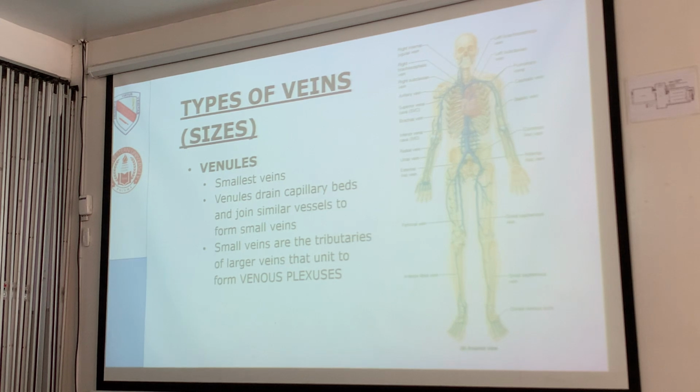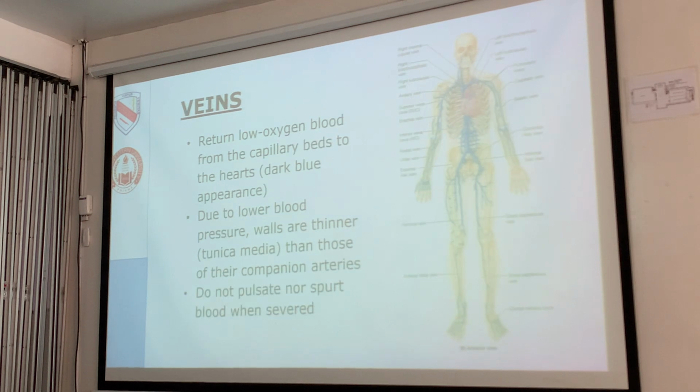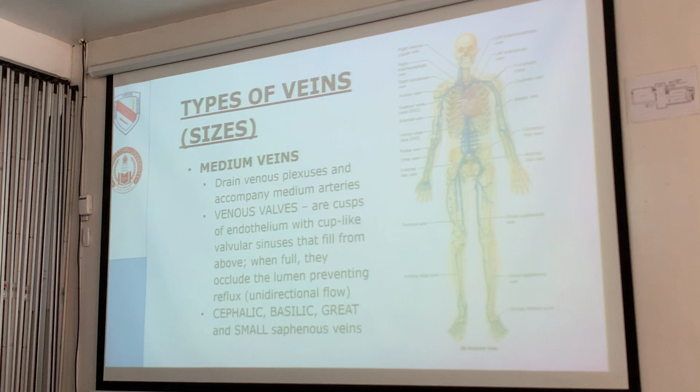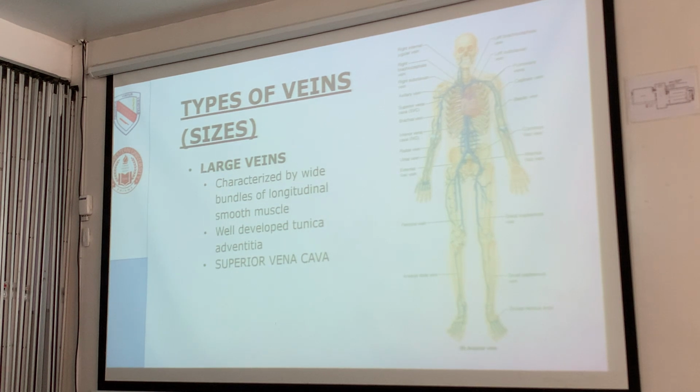So venules, that would be your smallest veins, in contrast to the arteries, would be the arterioles. Okay? So venules drain capillary beds and join similar vessels to form small veins. Small veins are the tributaries of larger veins that unite to form venous vessels. So venules, medium veins, and also large veins. One example would be your superior vena cava.